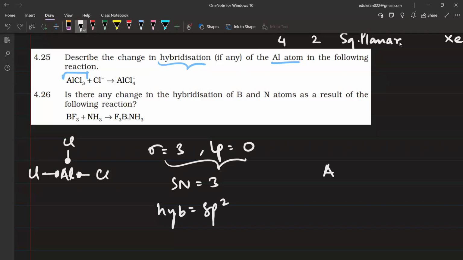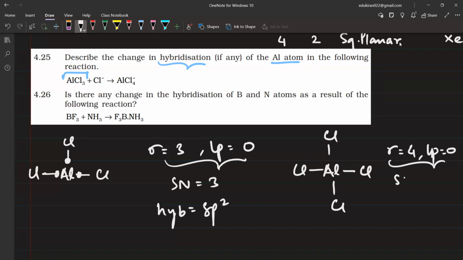Now we have another case in which we have AlCl4 negative. Now aluminium is bonded to 4 chlorines. So how many sigma bonds? 4. And still it does not have any lone pair. The lone pair is 0. The steric number will become 4, and hybridization will become sp3. That is the change in hybridization. Got this, guys? Yes or no, please tell.